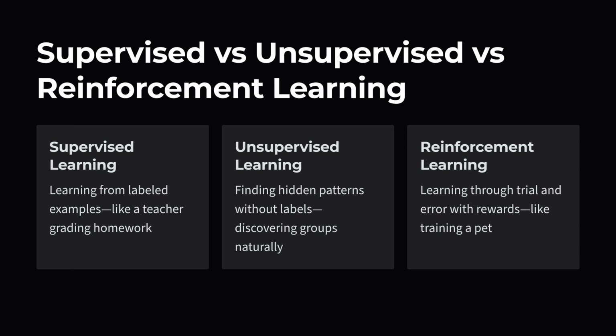Short answers: labels guide prediction. Clustering reveals groups. Exploration helps find better strategies.